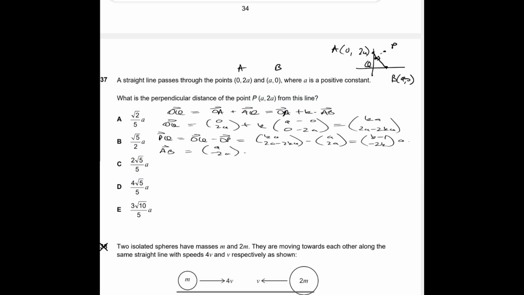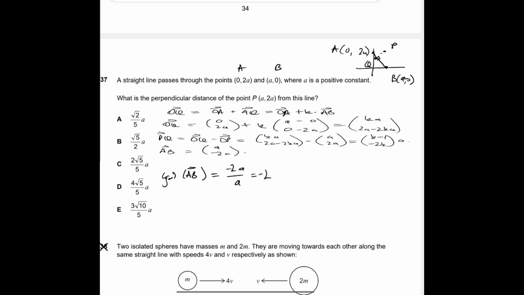The gradient of AB is going to be minus 2a over a. Minus 2a is the change in y, and a is the corresponding change in x. So the change in y over change in x is minus 2a over a, which is just minus 2. So that's the gradient of AB.